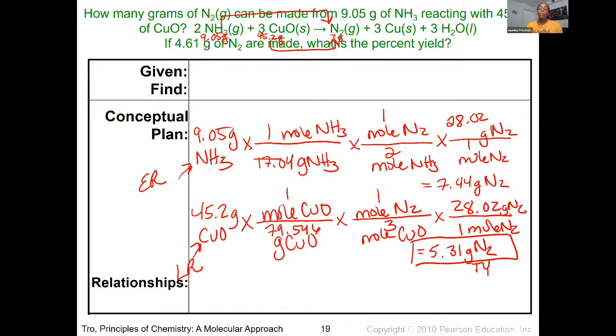The final thing to do is calculate the percent yield, and it says if 4.61 grams of N2 are made, what is the percent yield? And so this represents our actual. So for the percent yield, we're going to take the actual, which is 4.61 grams, divided by 5.31 grams, and we're going to multiply by 100. And when we do that, we end up with 86.82% as our percent yield.